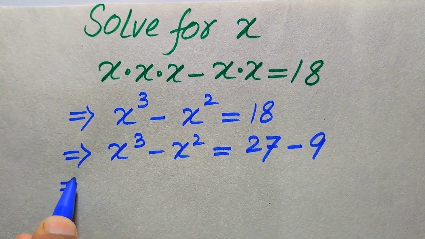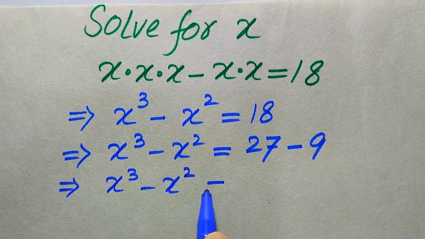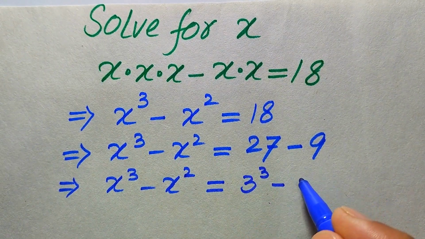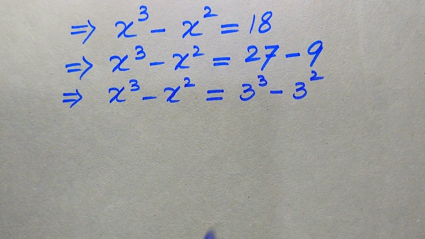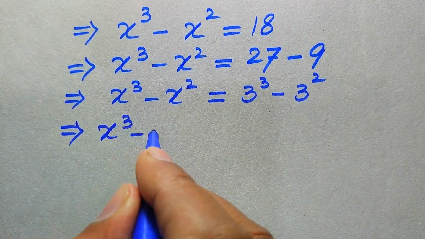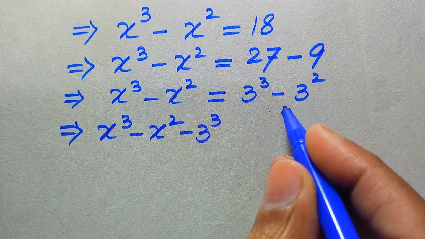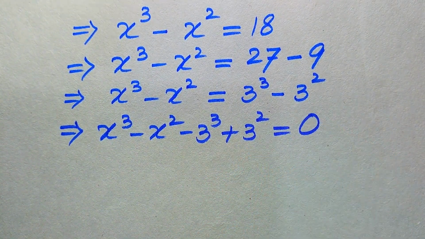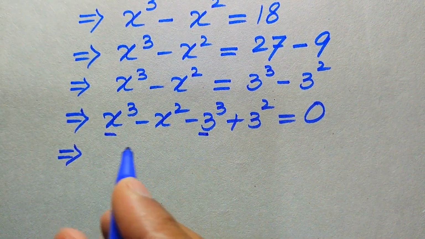So further here we need more simplifications, and we write it as x cubed minus x squared is equal to 27, which we know is 3 cubed, minus 9, which we write as 3 squared. And further in the next step we move both of these two terms from the right hand side to the left hand side, and it will be written as x cubed minus x squared, this positive term becomes minus 3 cubed, this negative term becomes positive 3 squared, and this whole equation is equal to 0.